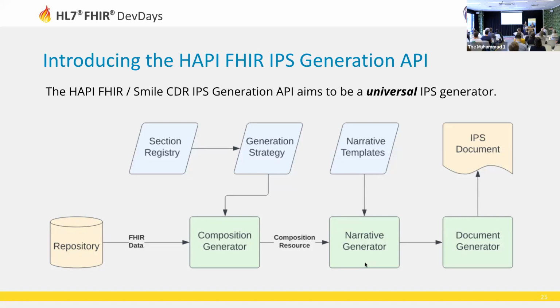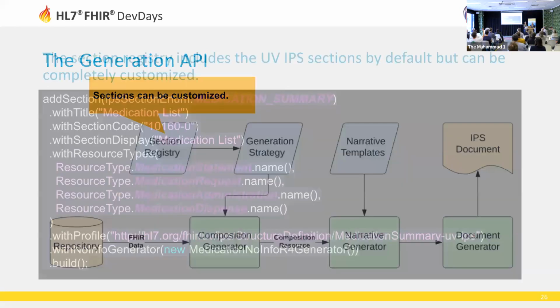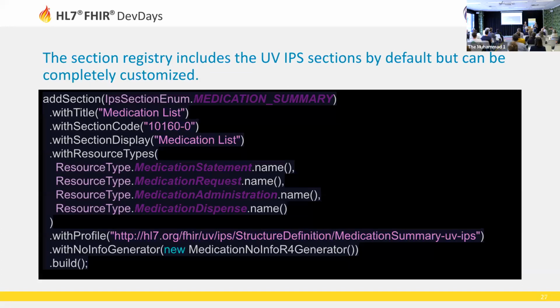So the idea is that each of these components is supposed to be customizable. There are three components that a programmer would work with, in their own system, working with the library to do this. The first is the section registry. The way that works is it's all code, and this is the only little bit of code I'm going to show you today, which is just an example of creating a section within the document.